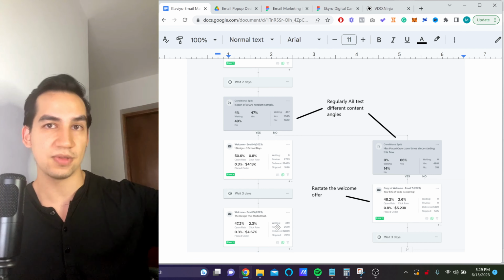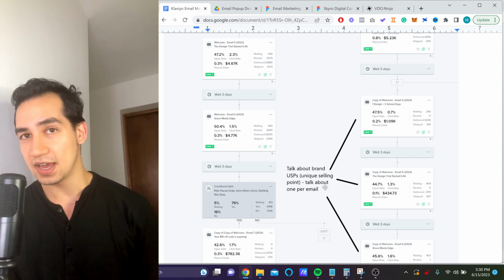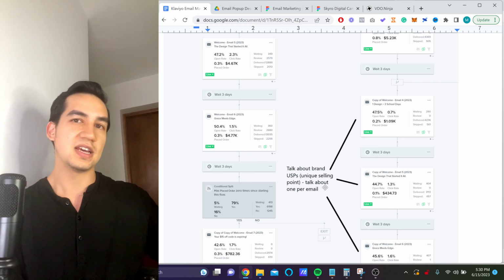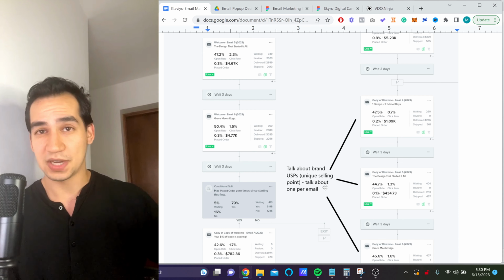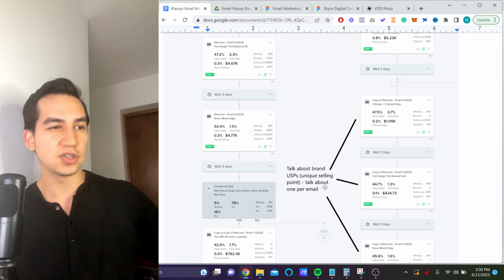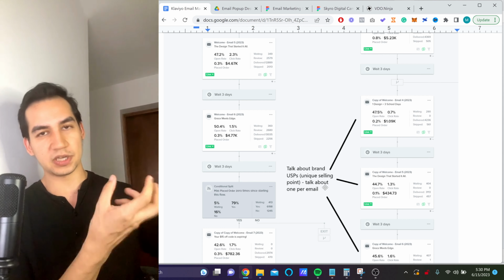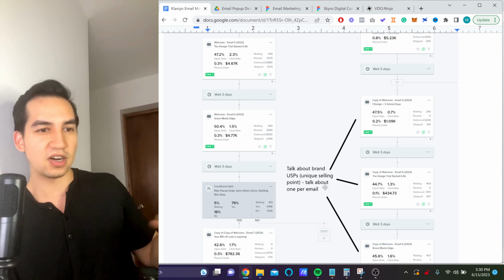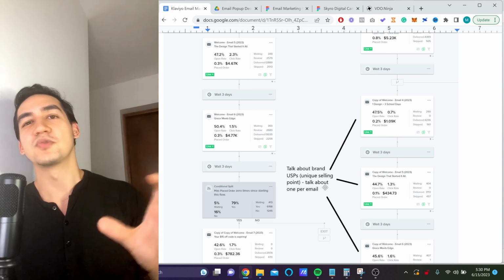All right, and then the rest of the content angle, talk about brand unique selling points. Talk about one per email. All right, don't just jam everything into one email. Like you could do that towards the beginning in infographic form, where they could just at a glance see what makes the brand different and internalize it that way. But later on, you want to keep it to one topic per email. I see this all the time with different brands, like, oh, let's tell them about our loyalty program and let's tell them about all this other stuff. Don't do that, all right?